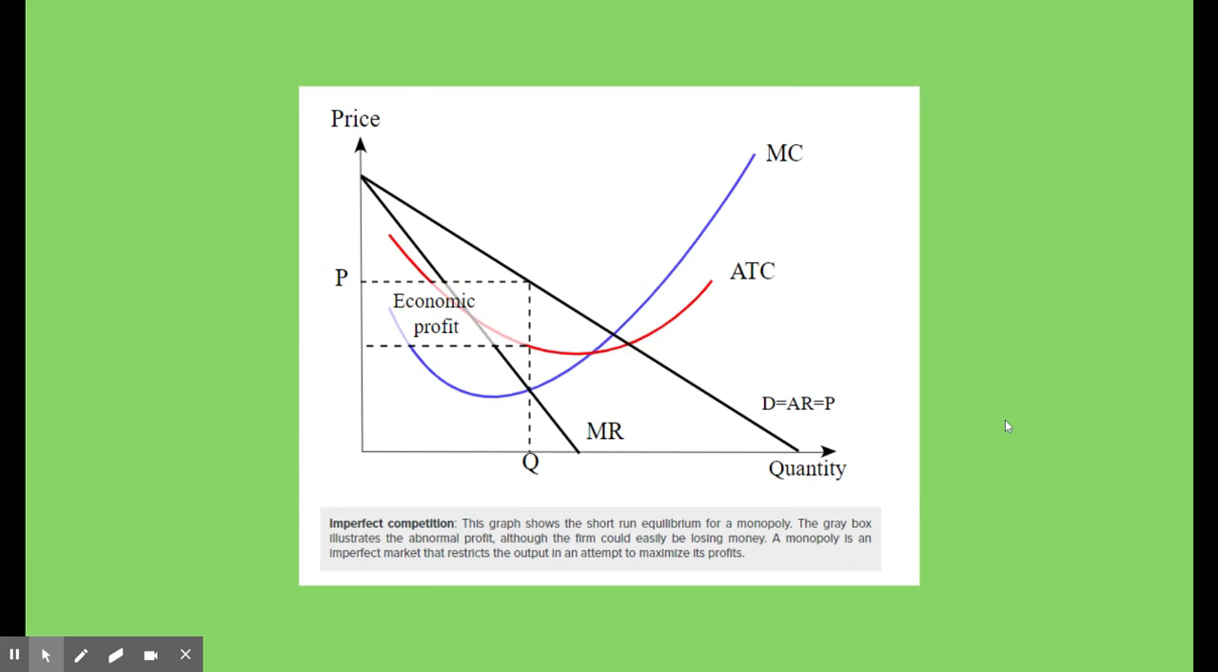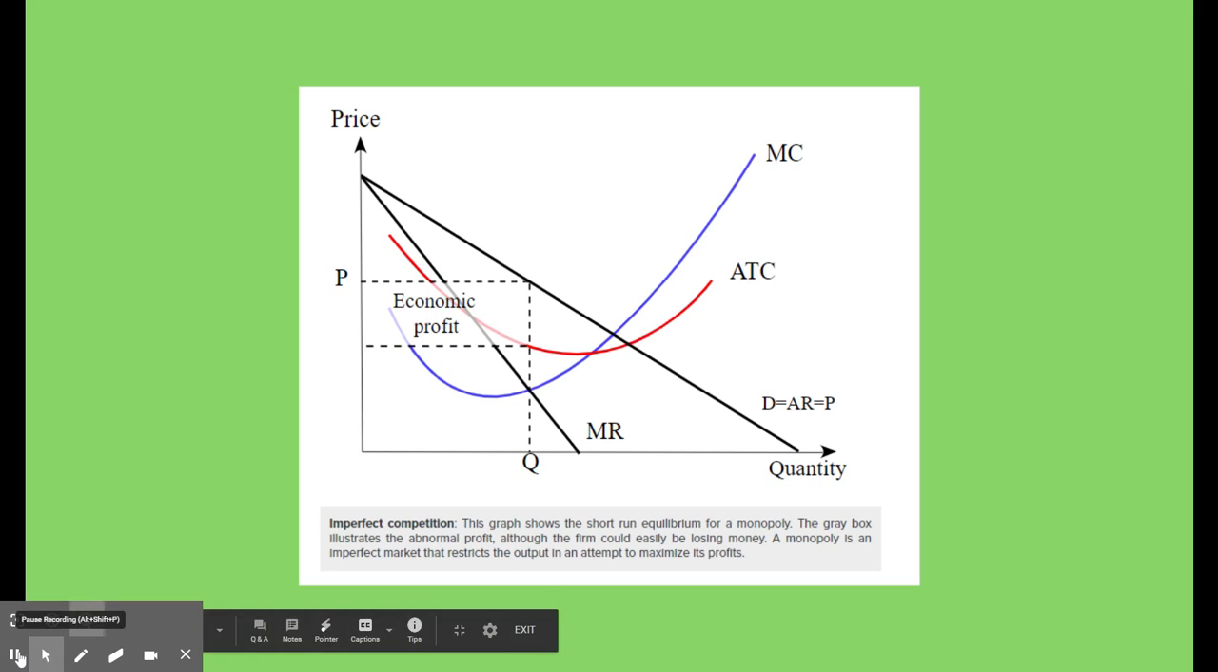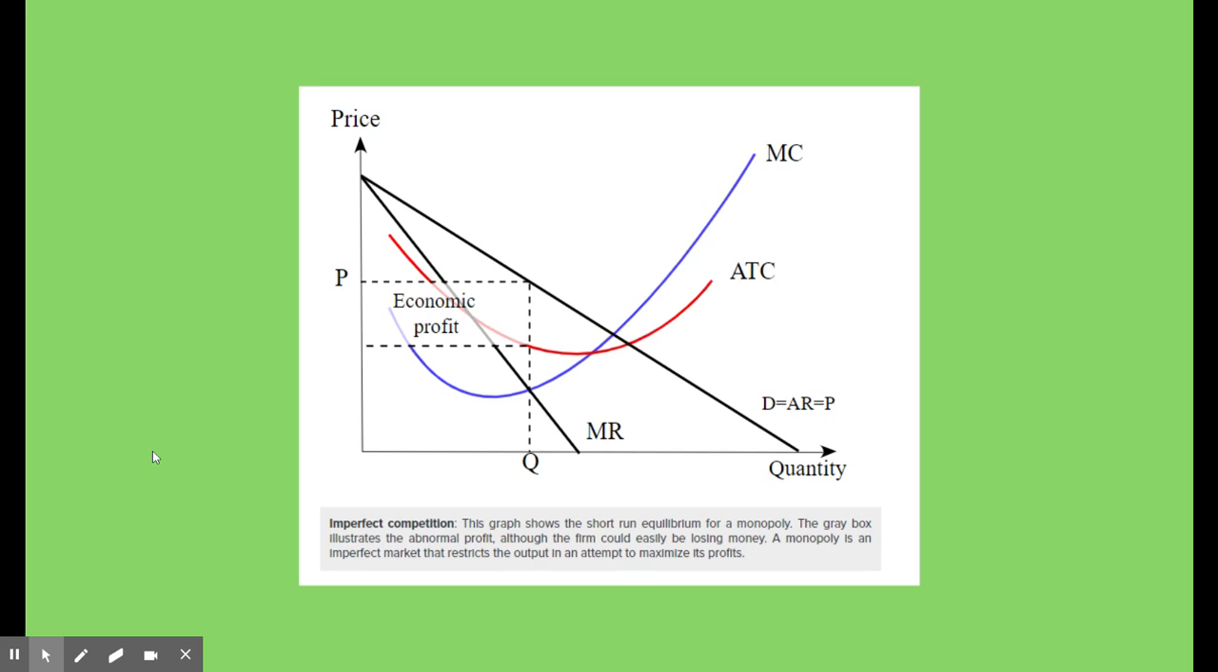So the short-run equilibrium for monopoly, the gray box illustrates the abnormal profit, although the firm could easily be losing money. A monopoly is an imperfect market that restricts the output in an attempt to maximize profits. And of course, it's not shaded in gray, but the box that's indicated there would be the economic profit that it is able to make, because it is basically reducing the quantity and receiving a higher price from that.